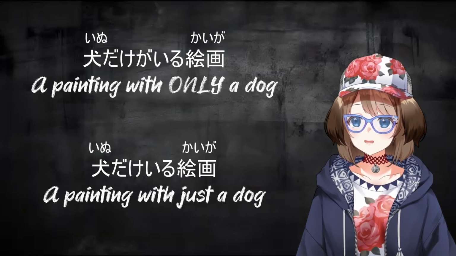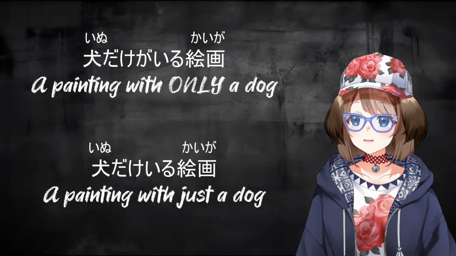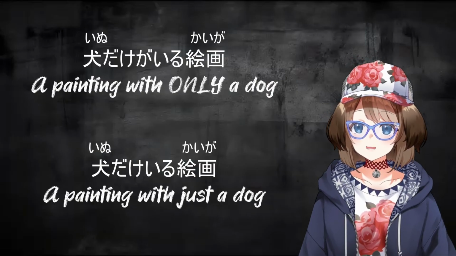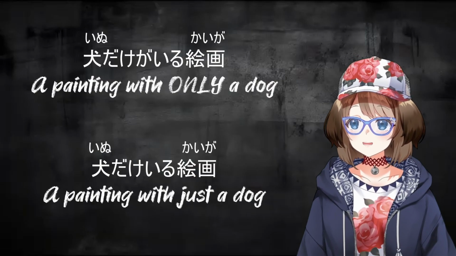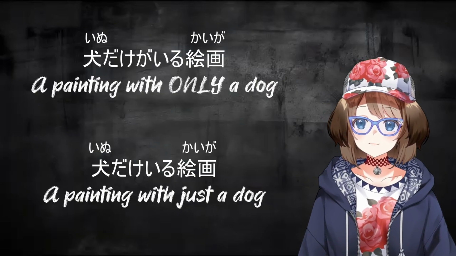But if we have both the dake and the ga in this little noun phrase, then we have inu dake ga iru kaiga, a painting with only a dog, right? We're emphasizing both of these things. In a way, it kind of puts the focus on dake here.